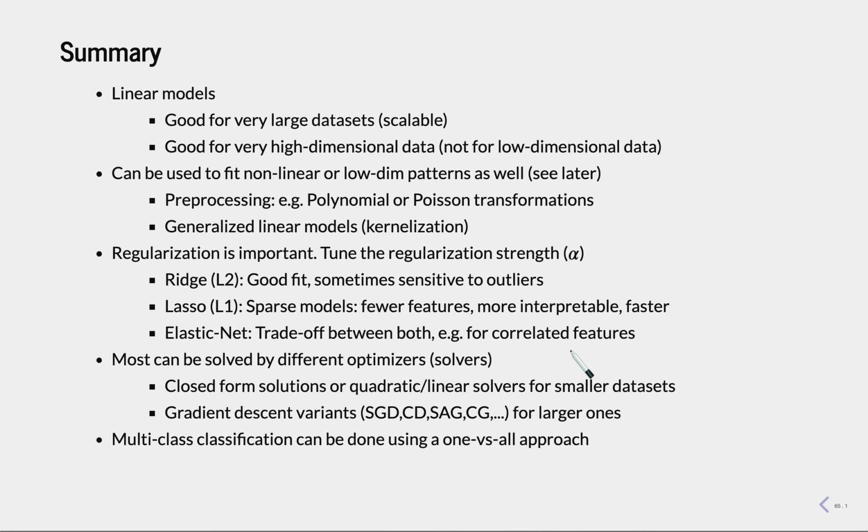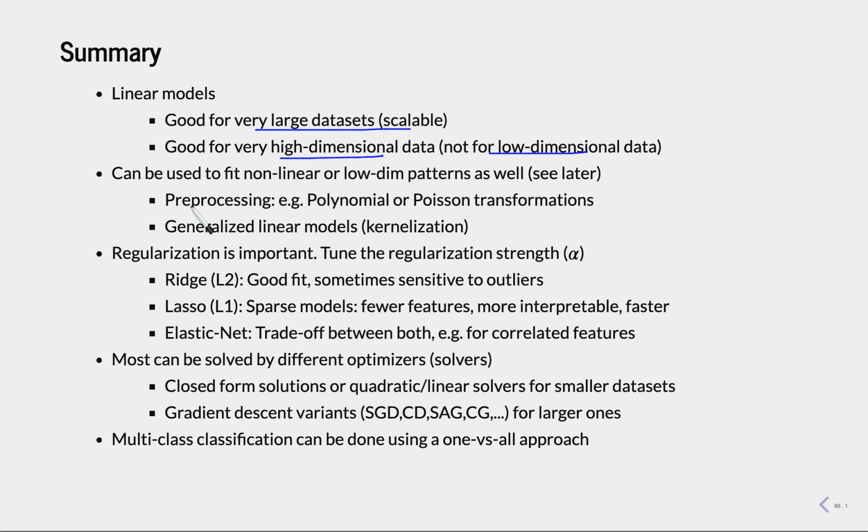Okay, and finally, linear models. So they're very good for large data sets. They scale quite well. They're also very good for high-dimensional data sets because if you have many dimensions, you have many degrees of freedom, and you can fit a linear model which still learns a lot of relationships between different data points in high dimensions. It's not so good for low-dimensional data because it's linear. It cannot learn any complex relationship in low-dimensional space. We can use linear models to also fit non-linear or low-dimensional patterns, and we'll see this later.